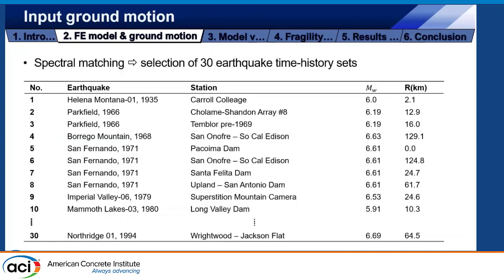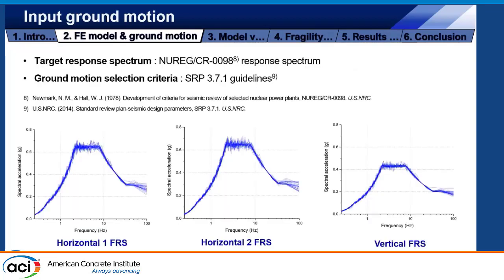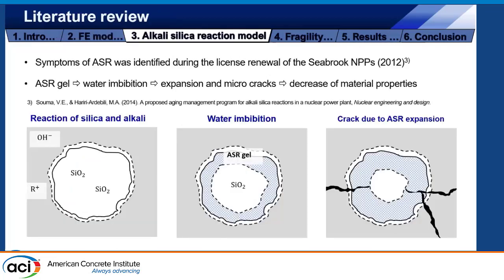Thereafter, we developed the input ground motion. At first, we conducted a spectral matching process, and thereafter we selected 30 sets of time series. The target response spectrum is the response spectrum suggested by NUREG/CR-0098, and the ground motion selection is based on the SRP 3.7.1 guideline, which was suggested regarding ground motion incoherence.